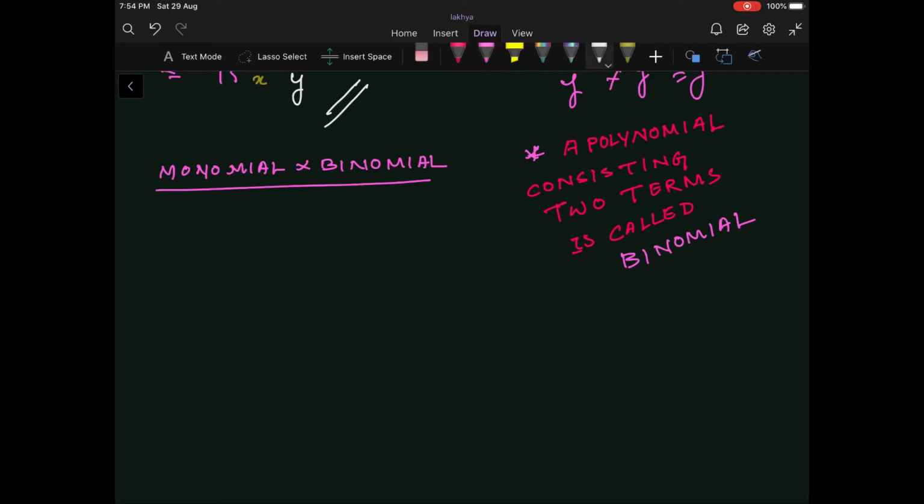Okay, this is called binomial. So hope you have understood this, what is binomial. Okay, so suppose we have a question here. Multiply minus thrice x square by 5x plus 1. Okay, now how to multiply these two?